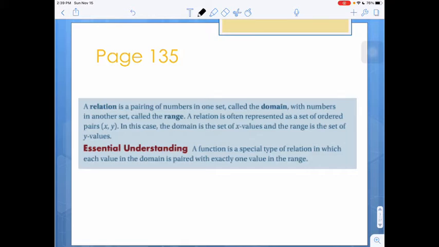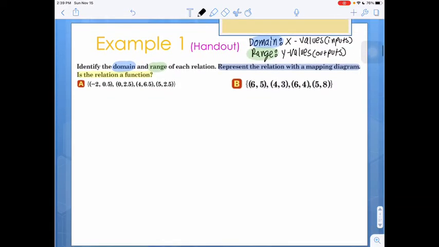A relation is often represented as a set of ordered pairs (x, y). In this case, the domain is a set of x values and the range is a set of y values. A function is a special type of relation in which each value in the domain is paired with exactly one value in the range. So example 1 says: identify the domain and range of each relation, and represent the relation with a mapping diagram. Is the relation a function?